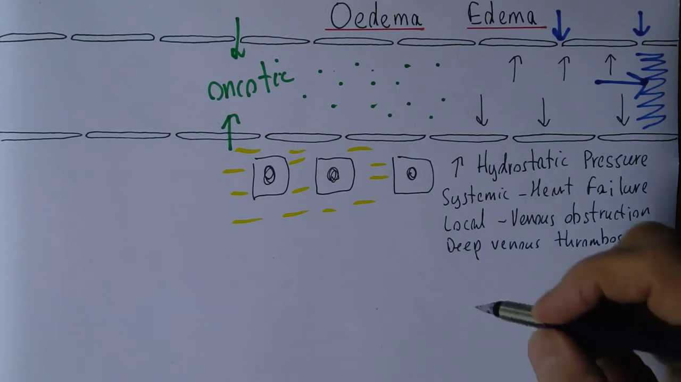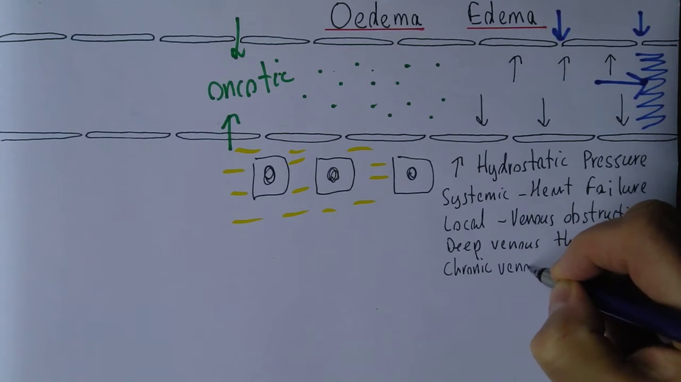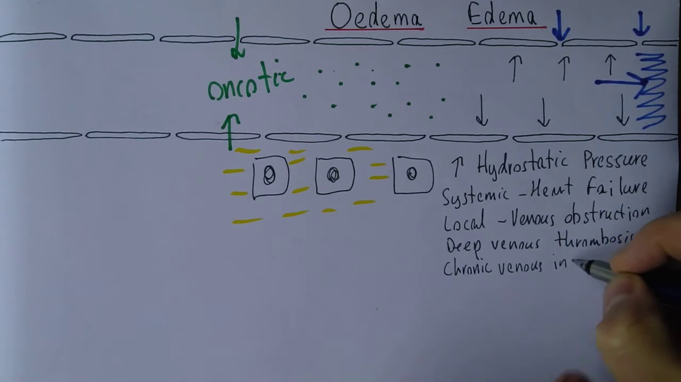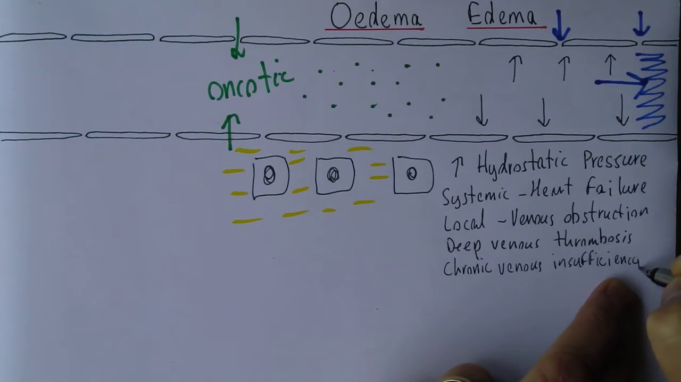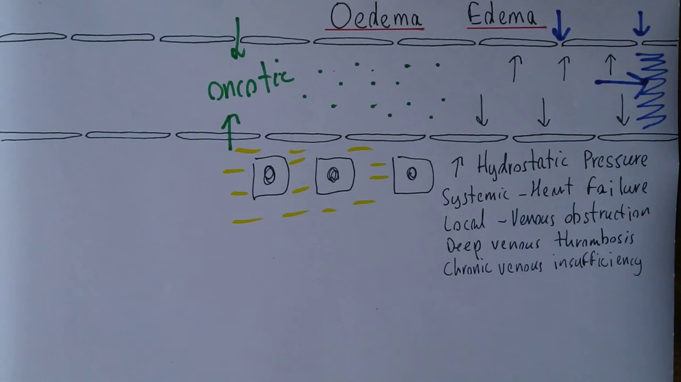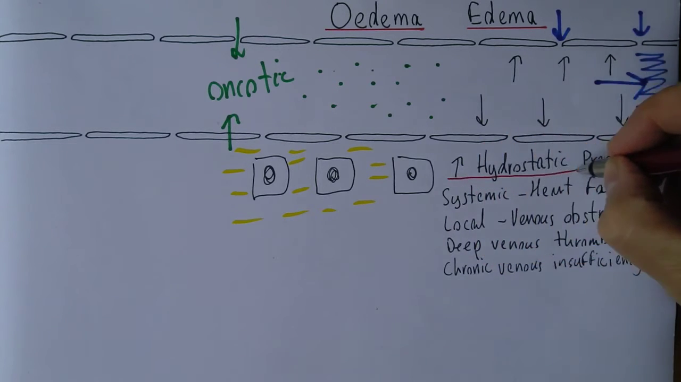Or there could be a chronic venous obstruction, as we get in chronic venous insufficiency, very often caused by failure of the valvular system in the larger veins. But again, if the blood's damming back into the larger veins, it's going to dam back into the capillaries, and it's going to increase hydrostatic pressure. So that's my first cause of edema, increased hydrostatic pressure.